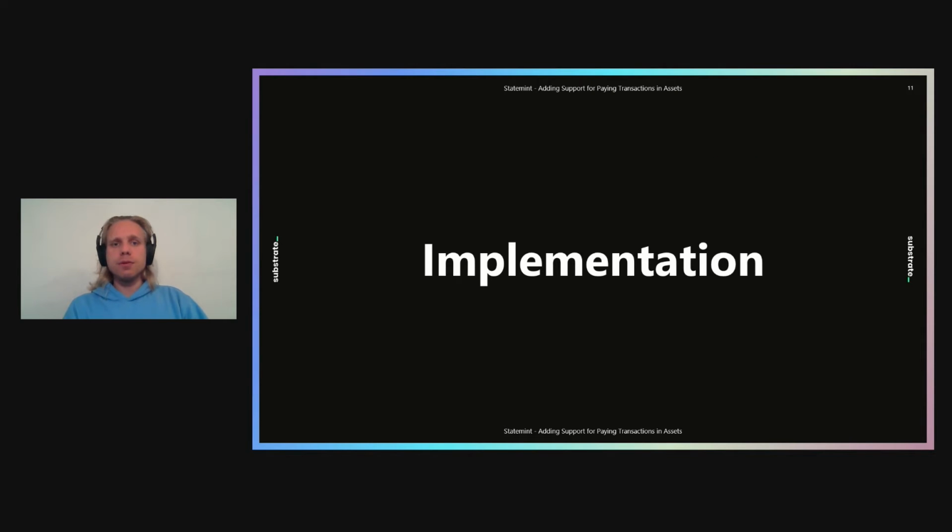All right, so now that we've gone through the problems to solve and the motivation, we will jump into the implementation, right? You were promised an advanced talk, so I shall deliver. We will go into the nuts and bolts of how we implemented this feature.